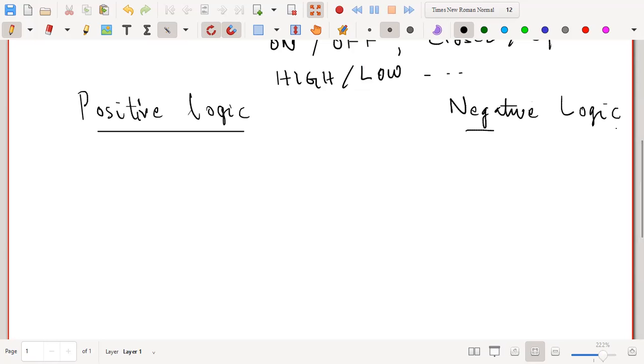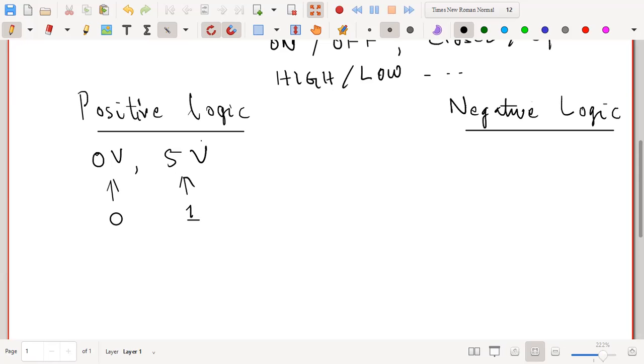Now, what is positive logic? Suppose we have a digital system, and that digital system has two voltage levels. We have the 0 volt level and then the 5 volt level. If the lower voltage level is used to represent binary 0 and the upper voltage level is used to represent binary 1, then such kind of logic is known as positive logic. Here we decide that 1 represents plus 5 volt and 0 represents 0 volt.